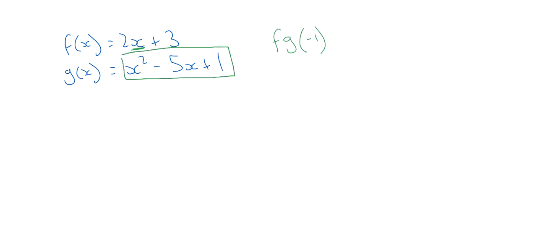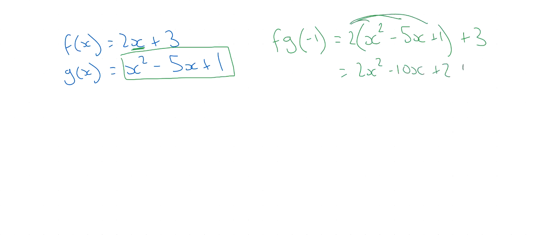And then once I've done that, I'm going to turn x into -1. So let's start with putting them together, and then we can do the one later. So it's 2, and instead of x, I use all of g, x squared minus 5x plus 1, and then I've still got plus 3 on the end. So then I have 2x squared minus 10x plus 2, right? I'm distributing this, plus 3, which is 2x squared minus 10x plus 5.